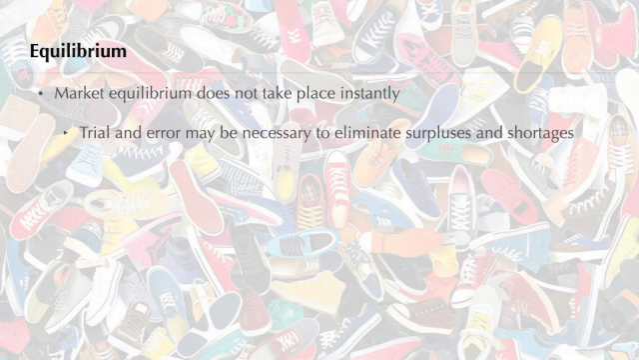How does the price system actually steer producers and consumers toward the equilibrium point? The process does not take place instantly. In fact, a certain amount of trial and error may be necessary, as producers change prices and quantities of the goods and services supplied. This adjustment process works to eliminate surpluses and shortages, situations in which the forces of supply and demand are not in balance and the market has not reached equilibrium.